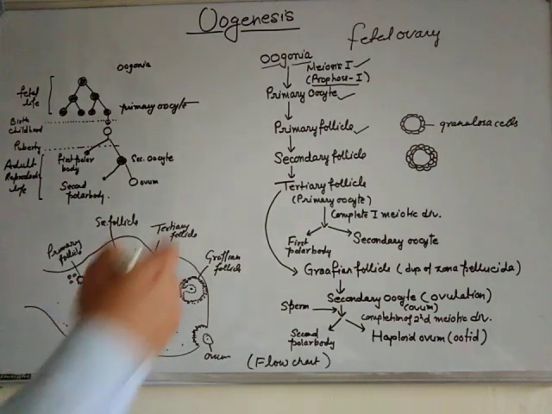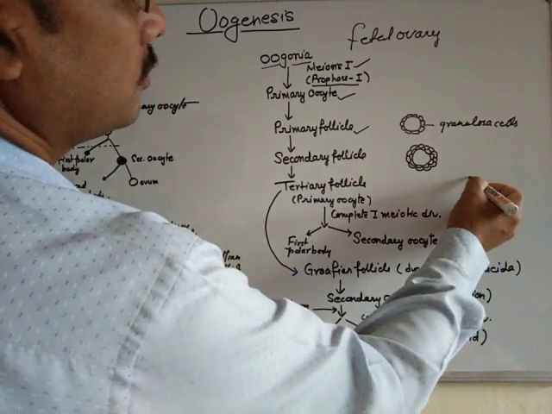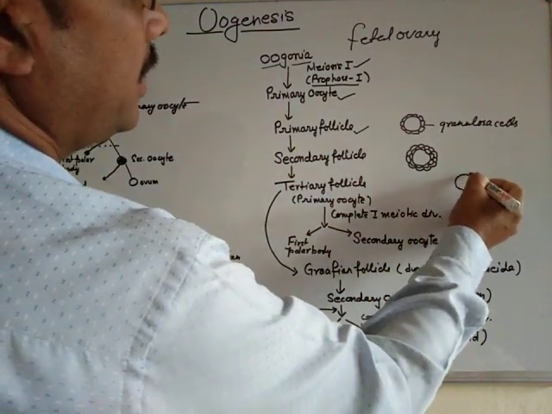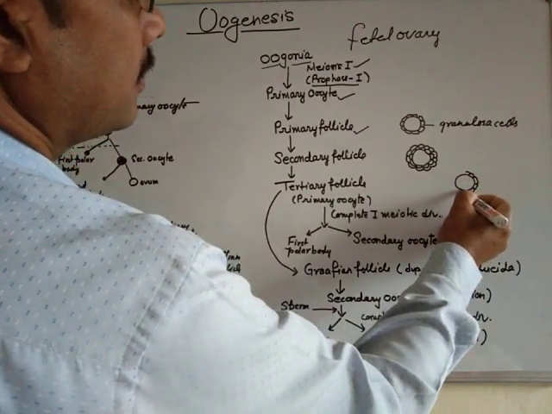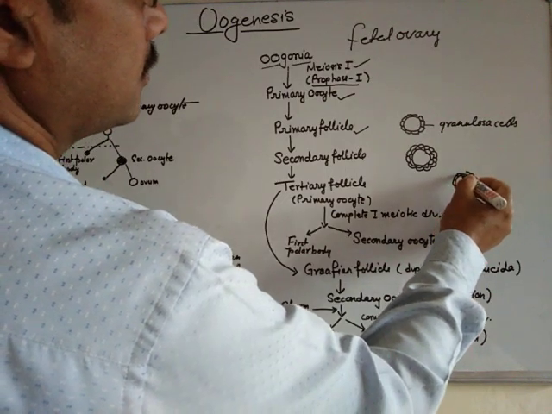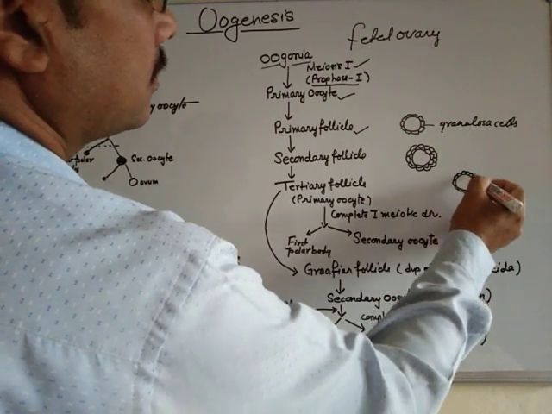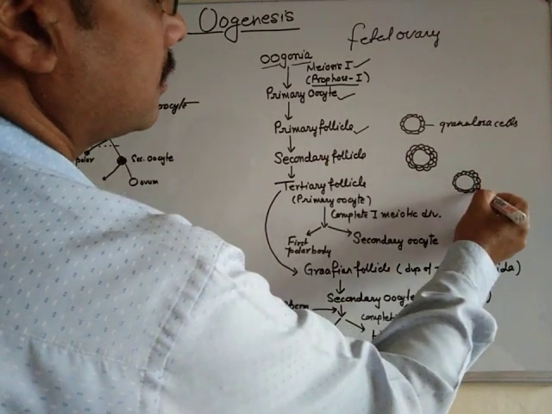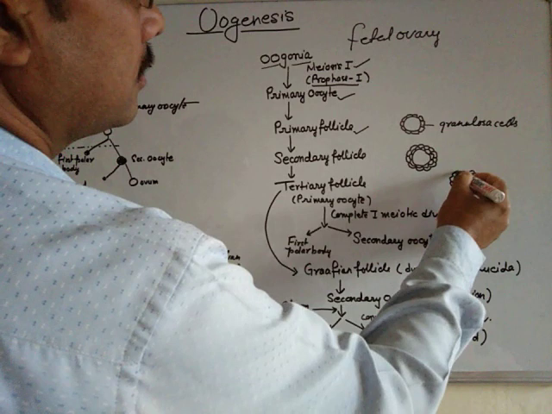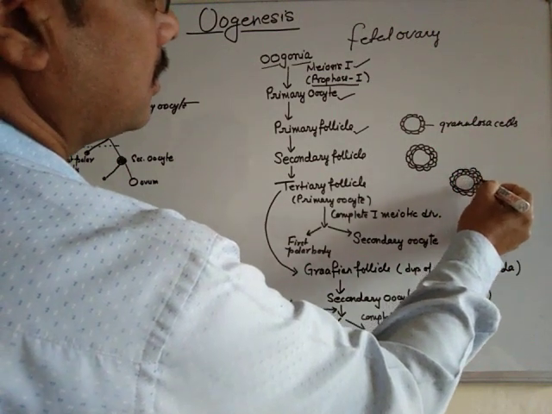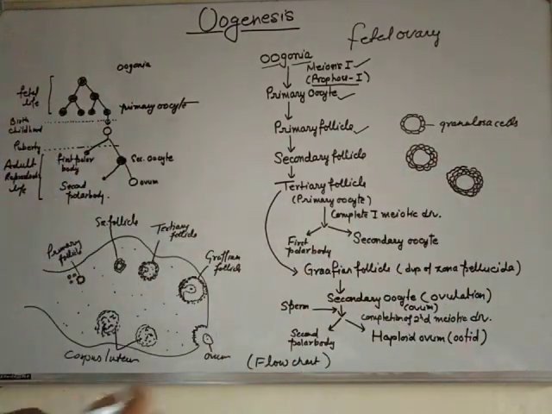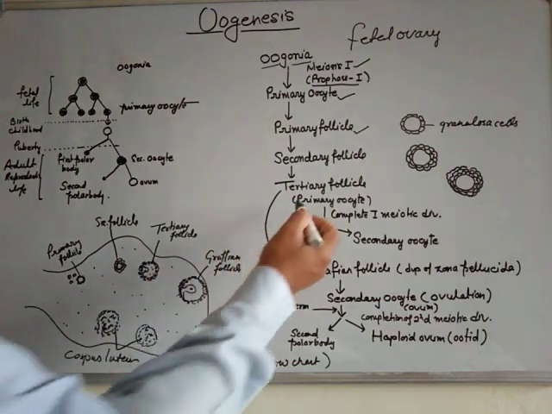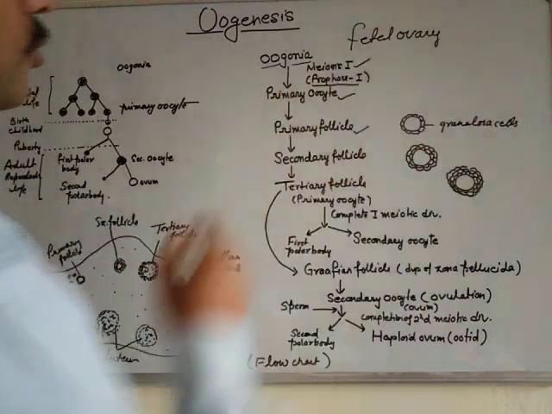Now the secondary follicle is again converted into a tertiary follicle when one more layer of granulosa cells is covered. This is one layer, this is the next layer, and this is the third layer. This is called a tertiary follicle. Within the tertiary follicle we have the primary oocyte.